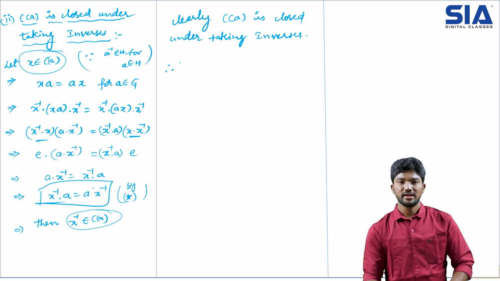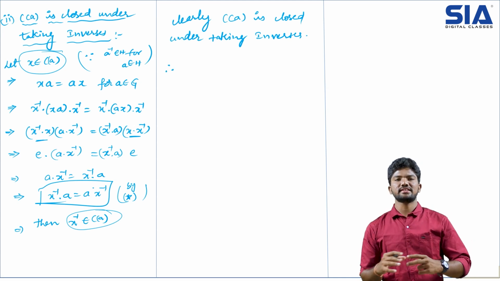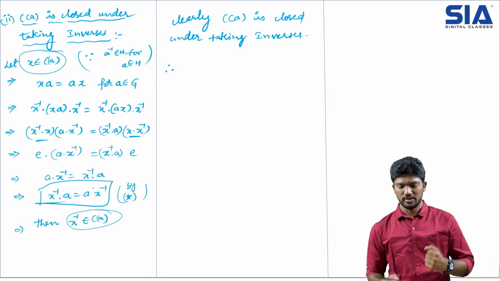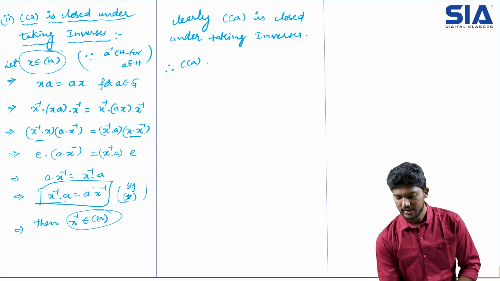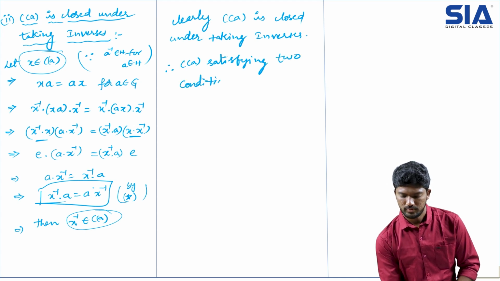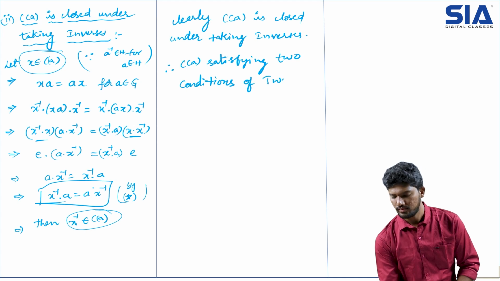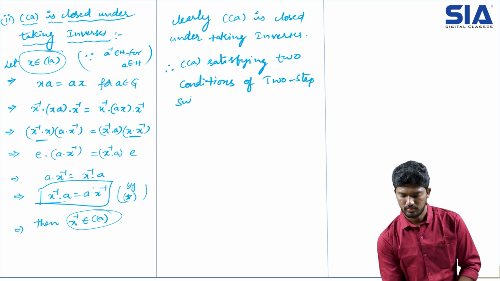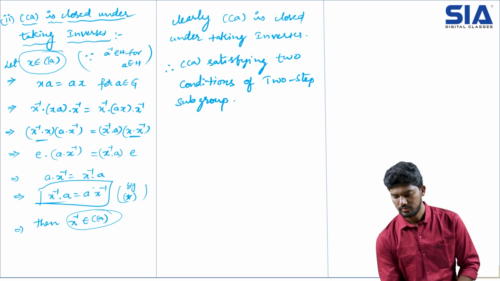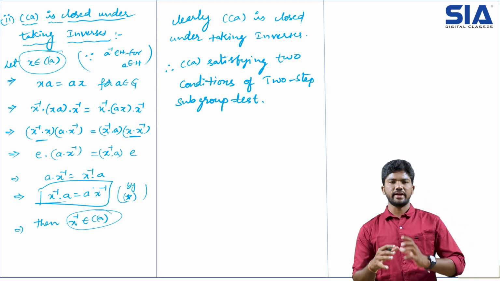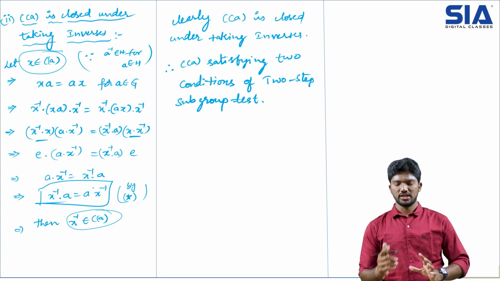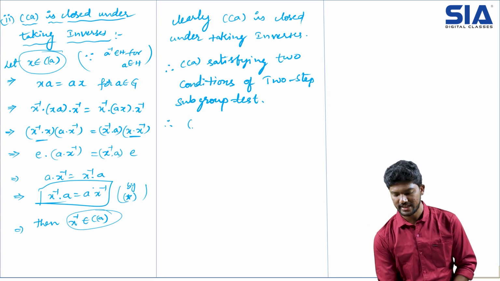Therefore, the centralizer of a group G satisfies the two conditions of the two-step subgroup test. So clearly C of A satisfies the two conditions of the two-step subgroup test. Therefore, by using the two-step subgroup test, we can say that C of A is a subgroup.